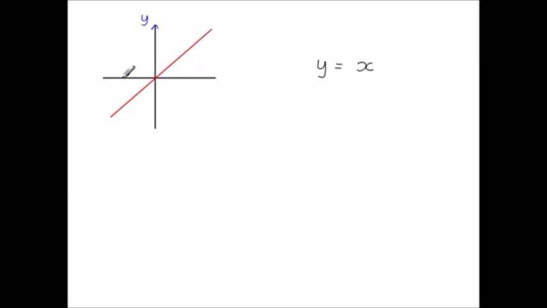So for example, let's say that x here is -2. Because y is equal to x, if x is -2, then y is also -2. So when x is -2, so for example this point here, the x-coordinate is -2, the y-coordinate is also the same, it's -2.